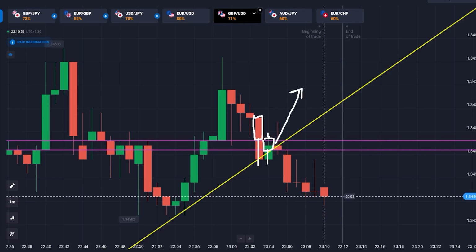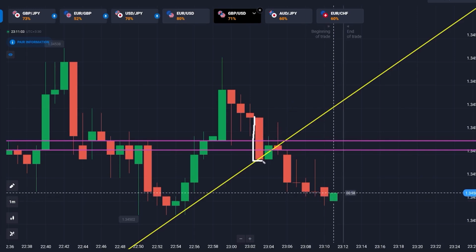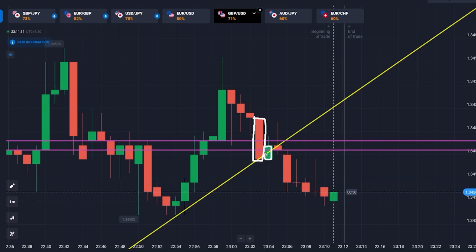But here, we see that didn't happen. This powerful candle came down, crossed the SNR, and reached the trend line. The next candle's body also crossed the trend line and SNR, with no rejection at the bottom and only a shadow at the top. So we shouldn't trade here.